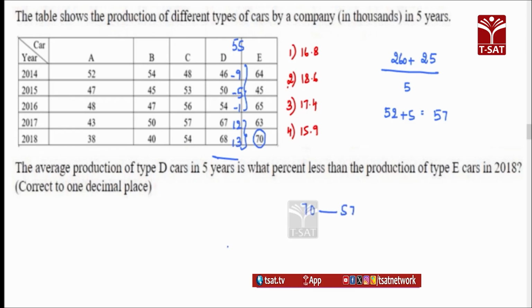Less means percentage decrease. So now, to find the percentage decrease, it's 13 less upon 70 into 100. Percentage less means percentage decrease. So 130 divided by 7. We can say 7 ones are 7, then 7 8s are 56, remaining is 4. Therefore, 4 by 7, which is approximately 0.6. The number which is very close to 18 is 18.6. So the answer here is 18.6.